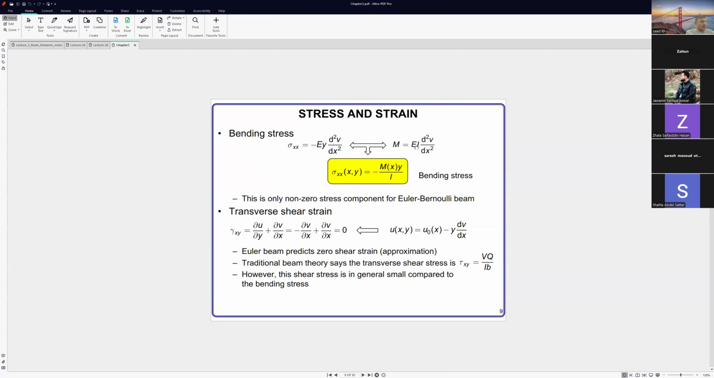Also, the moment is equal to E I d squared V over dx squared. This is the displacement, not shear, please. So sigma xx, where x is the longitudinal axis and y is the vertical, is equal to minus M y over I. After making d squared V over dx squared equal to M over E I and substituting it here, we won't have any E.